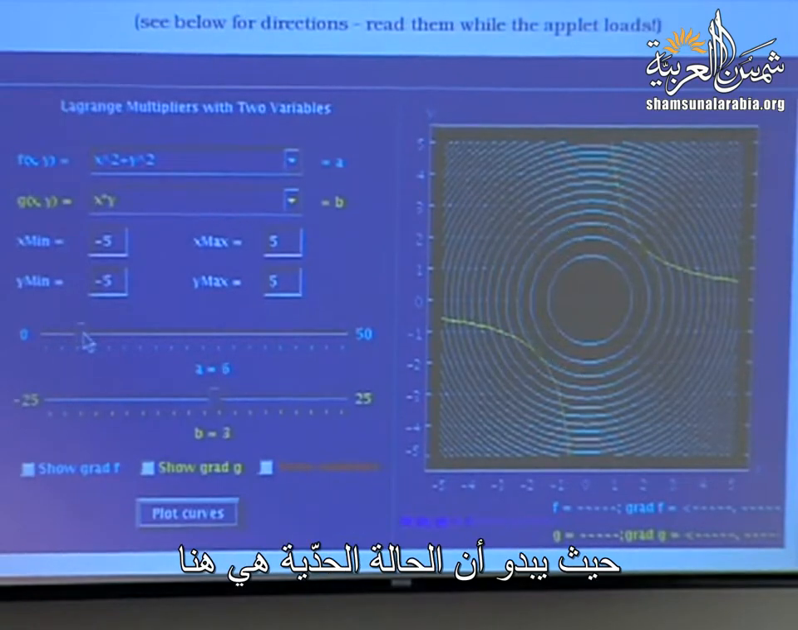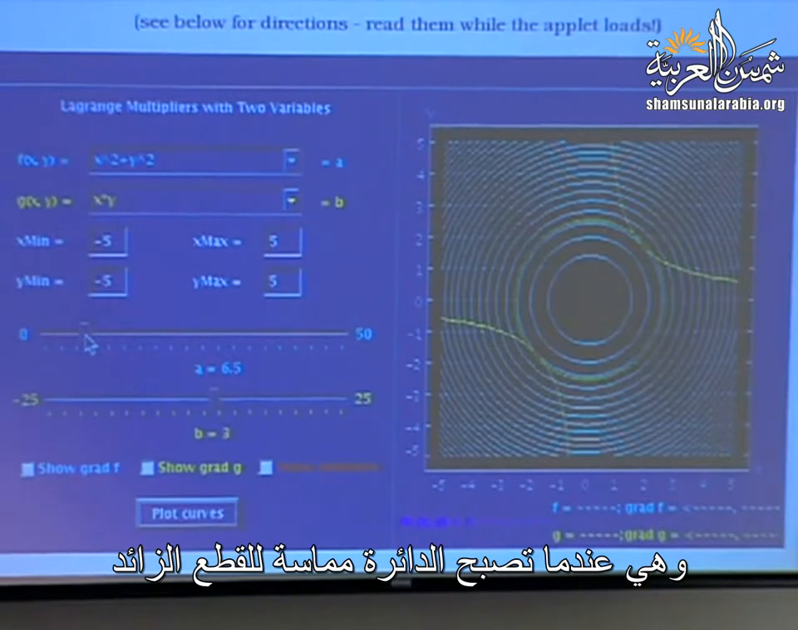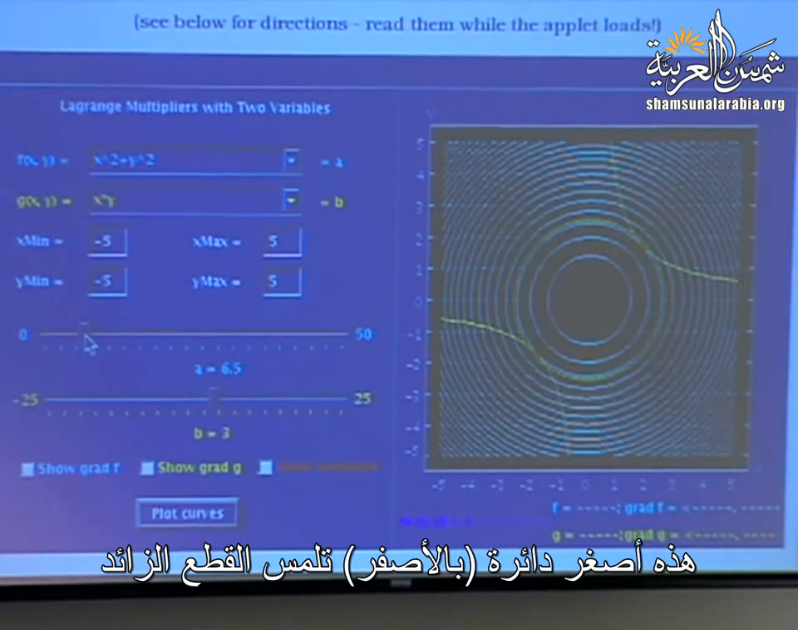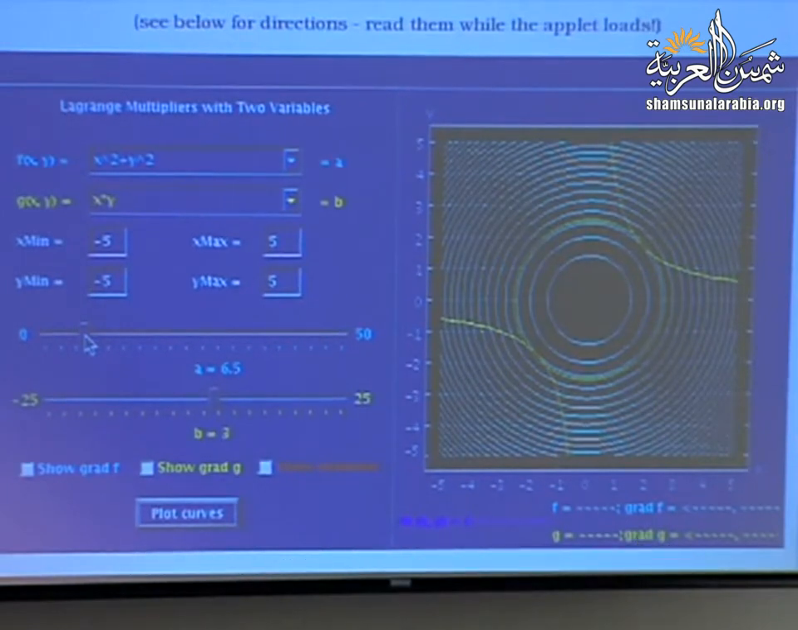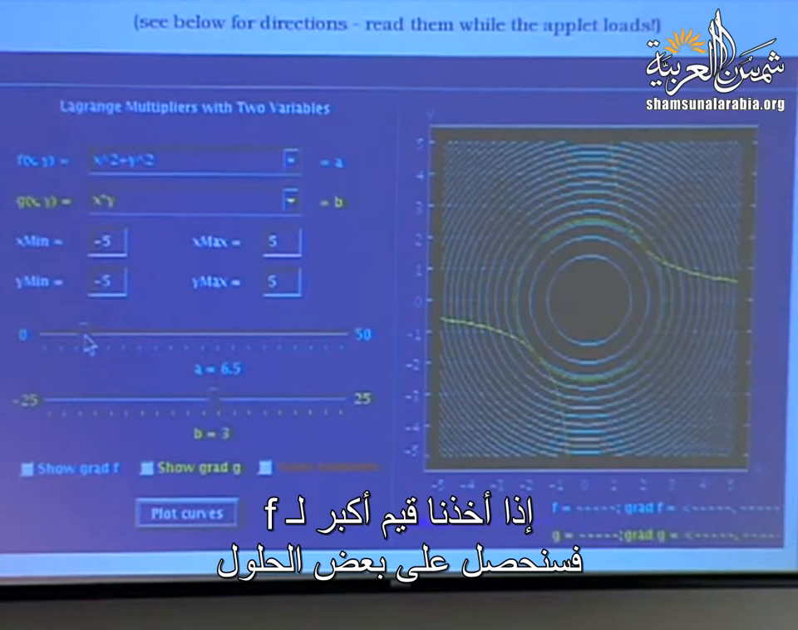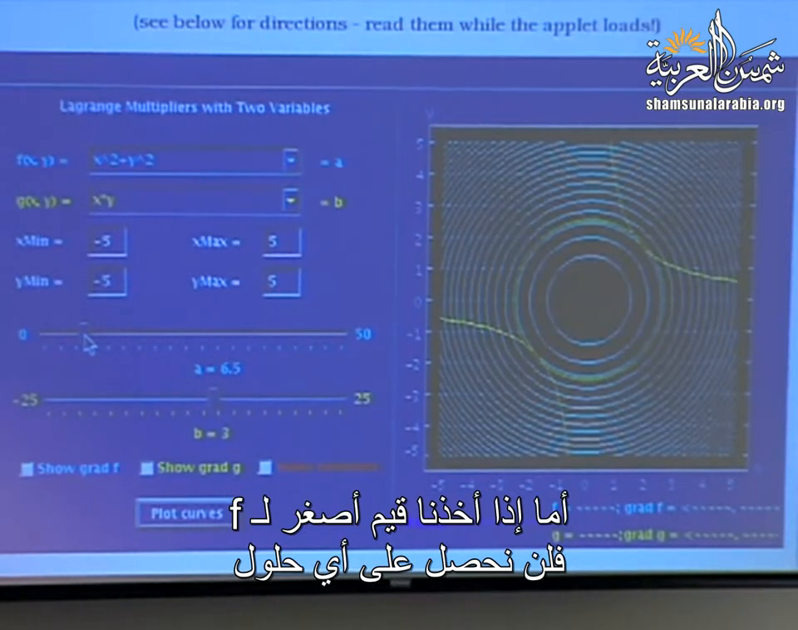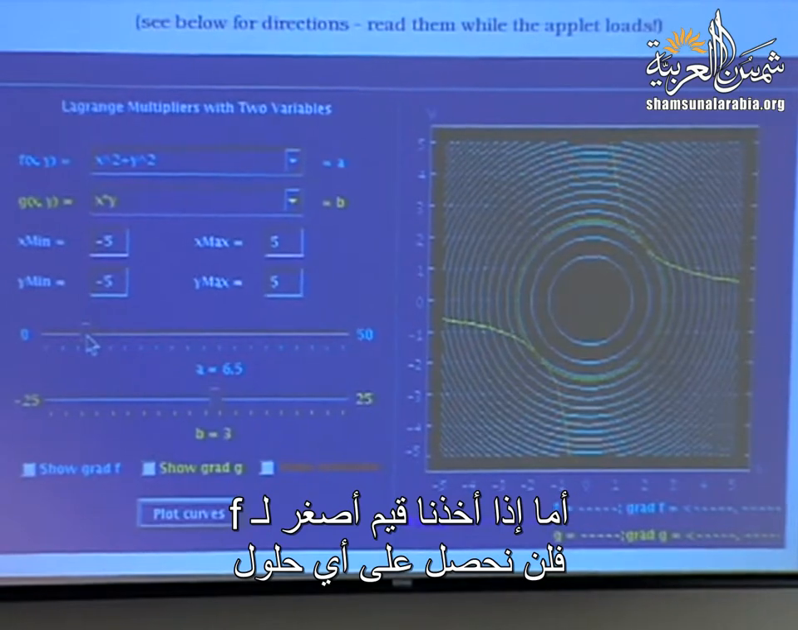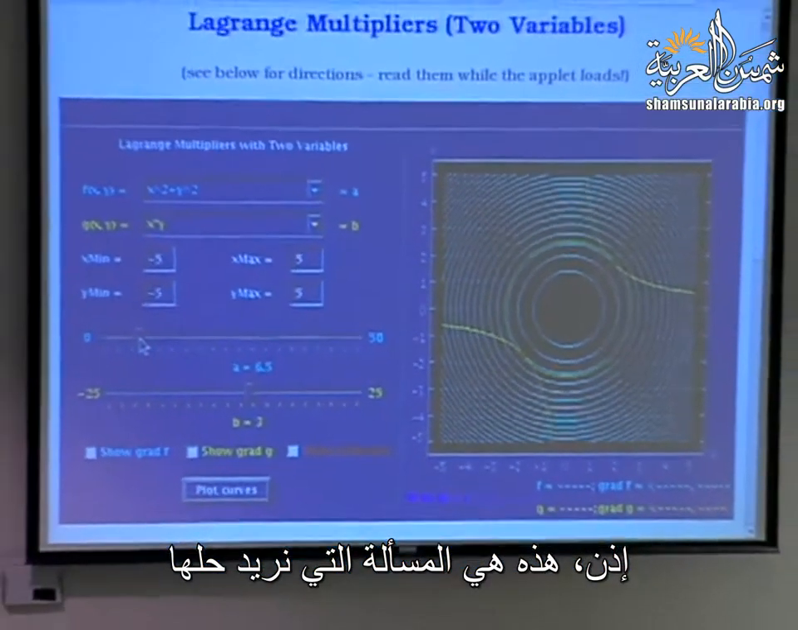It seems like the limiting case is basically here. It's when the circle is tangent to the hyperbola. That's the smallest circle that will hit the hyperbola. Okay? So if I take a larger value of f, I will have solutions. If I take a smaller value of f, I will not have any solutions anymore. So that's the situation that we want to solve for.